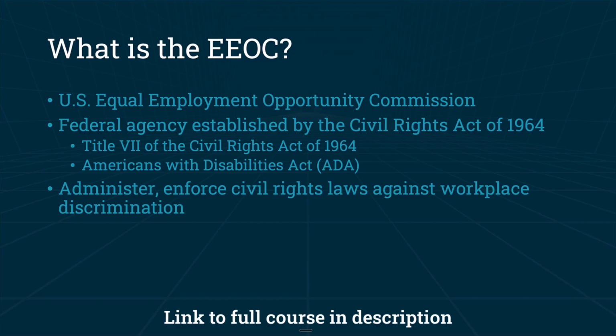So what is the EEOC? In the United States, this is the Equal Employment Opportunity Commission. It is a federal agency that was established by the Civil Rights Act of 1964. And another key term here to be familiar with is Title VII. Title VII refers to a section of the Civil Rights Act. You also need to know the connection with the ADA, or Americans with Disabilities Act. And the EEOC is responsible for administering and enforcing civil rights laws against workplace discrimination.